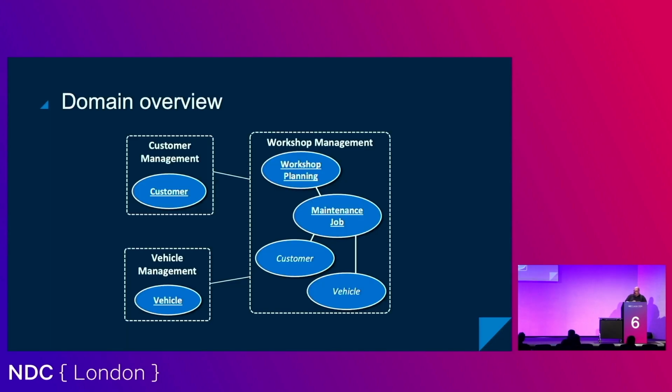So this is a kind of a domain picture, very simple. I have customer management. Basically, I can add customers. These customers can have vehicles. A customer can, of course, have multiple vehicles. And then I schedule maintenance jobs for a certain vehicle, certain customers, and all the maintenance jobs in a certain day is the workshop planning. It's as simple as that. It's not a very elaborate application.